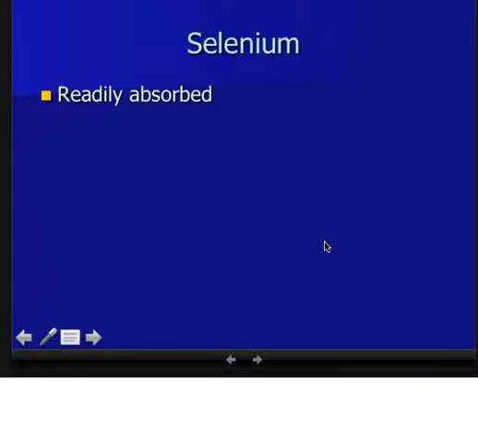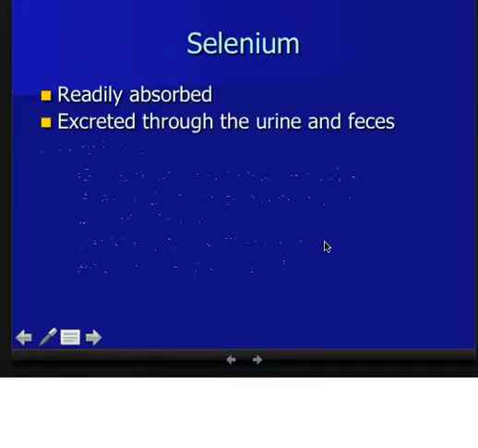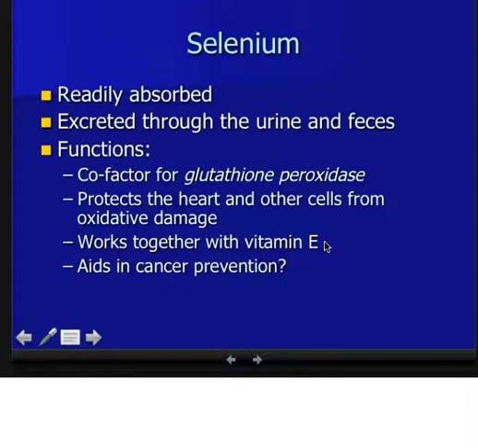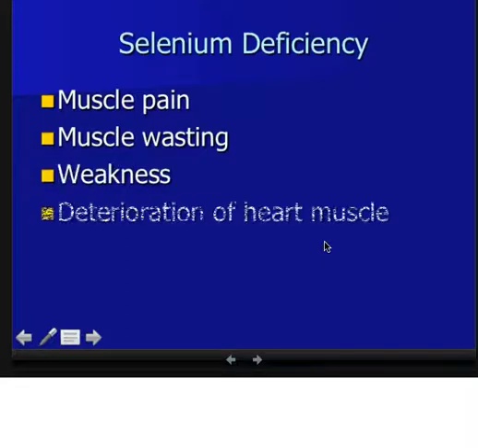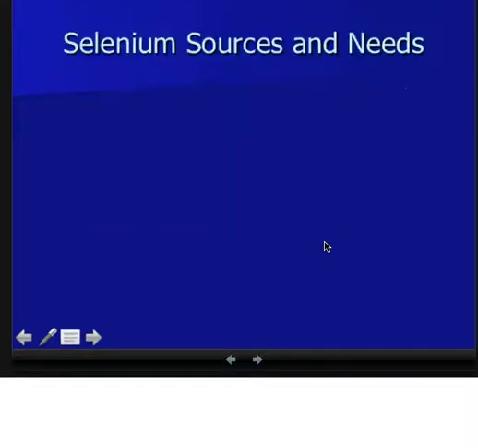Selenium is another trace element. It's readily absorbed and excreted through the urine and feces. It's a cofactor for glutathione peroxidase. It protects the heart and other cells from oxidative damage, and it works together with vitamin E. And it could aid in cancer prevention, but the evidence there is correlative and not causal. It also is important in thyroid hormone metabolism. What does deficiency result in? Muscle pain and wasting, weakness, and deterioration of the heart muscle.